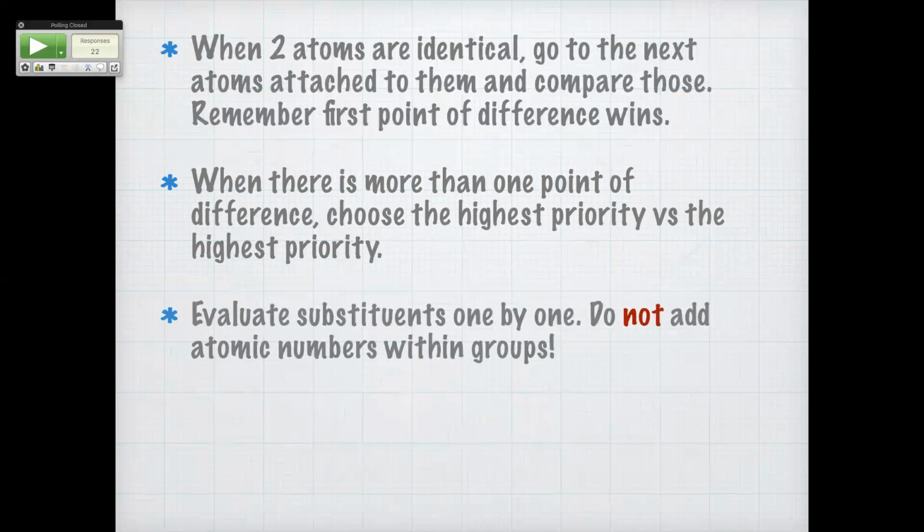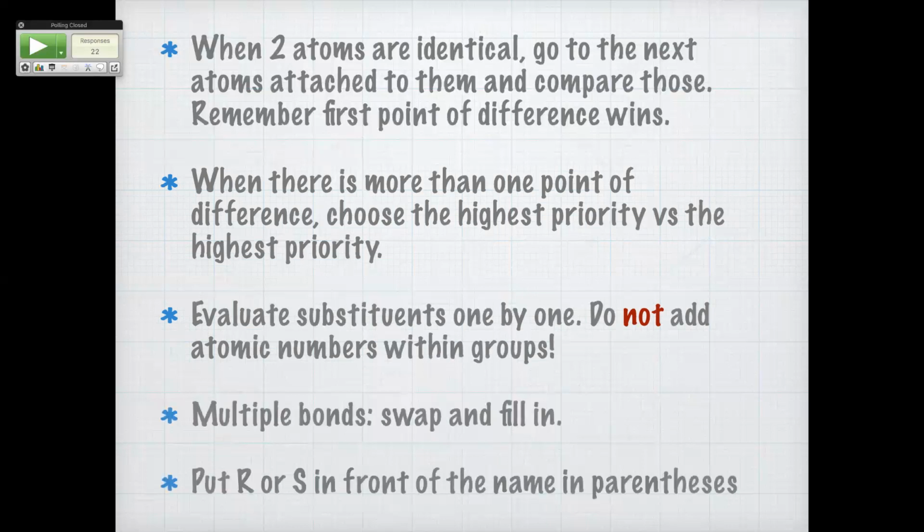Evaluate substituents 1 by 1. People have told me, look, Dr. Wadman, if I add all of these atomic numbers and all of those atomic numbers, that one's higher than that one. And I'm like, okay, how about this one? I'll show you an example where it won't work. You just got to learn the stepwise method. It's the only thing that works. Trust me, if there was an easier way, I would tell you.